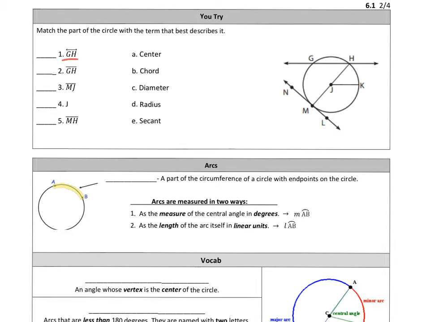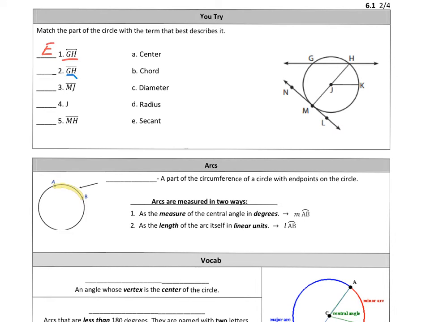All right, now obviously it's not a center, so that one's out. A chord has endpoints on the circle, so that one's out. Same with the diameter, has endpoints on the circle and goes through the center. Radius goes from the center to anywhere on the circle. That's also a segment. So honestly, my only choice is secant. And I know it's going to be a secant because it intersects my circle twice. Okay, so now I can go back and fill that first one in. So I know that one's going to be E.